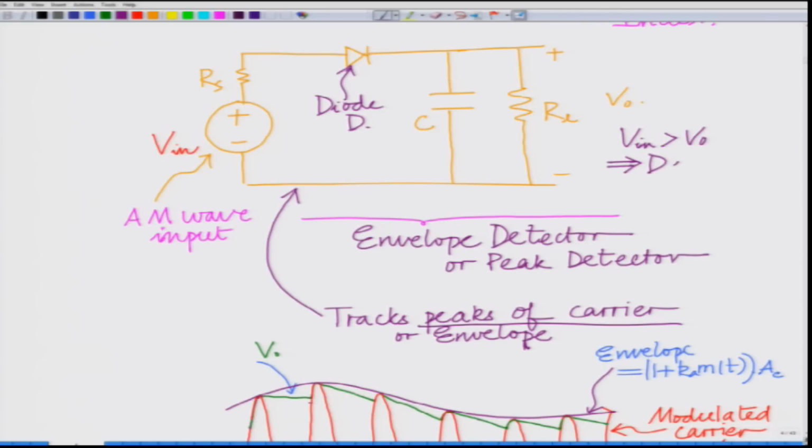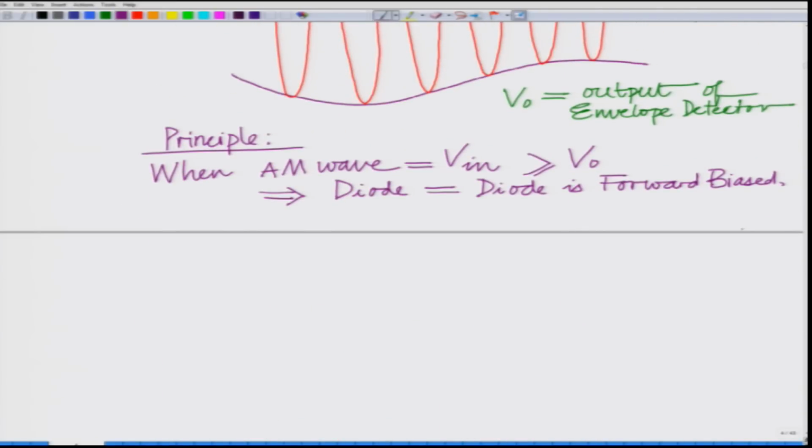implies D is forward biased, and V in less than VO implies D is reverse biased. So, when V in is greater than or equal to VO, the diode is forward biased, okay. This implies that the diode is forward biased, correct. This implies your capacitor charges.